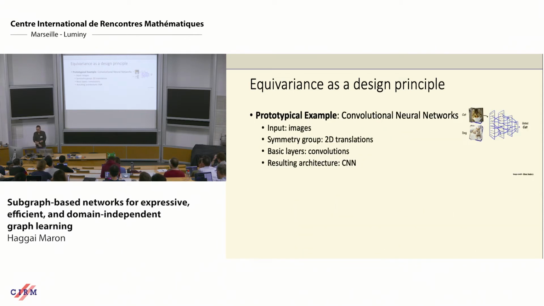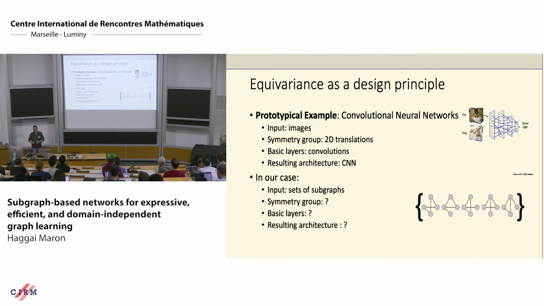Okay, so by far the most famous example for that kind of construction is convolutional neural networks, where the inputs are images. We can think about many kinds of symmetry groups, but the most popular thing to do is to think about translations. And then the basic layers are convolutions, which are just translation equivariant functions, which are linear. And the resulting architecture is a CNN.